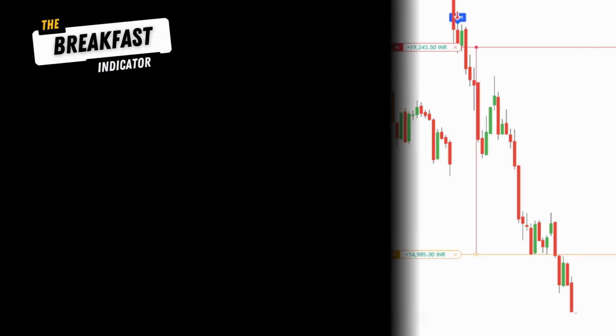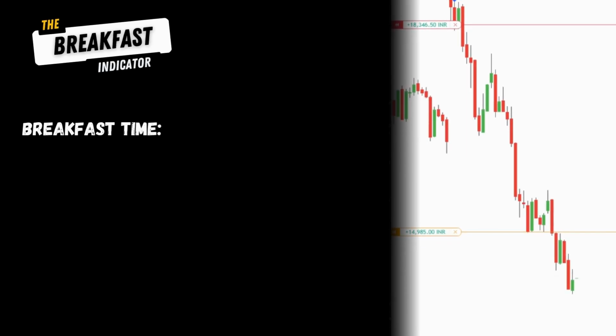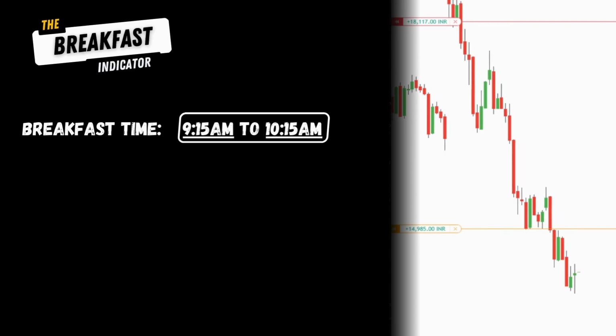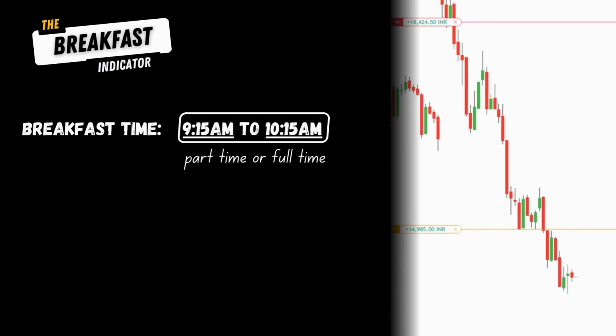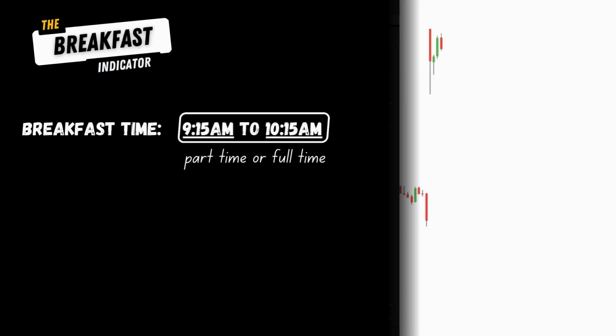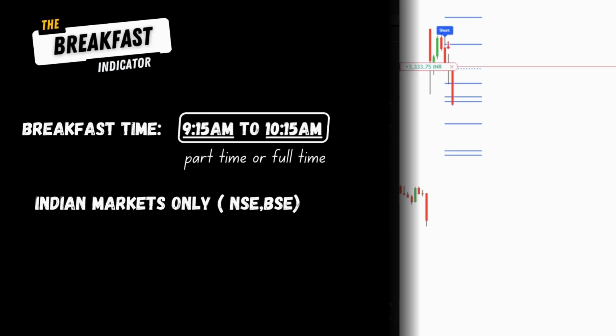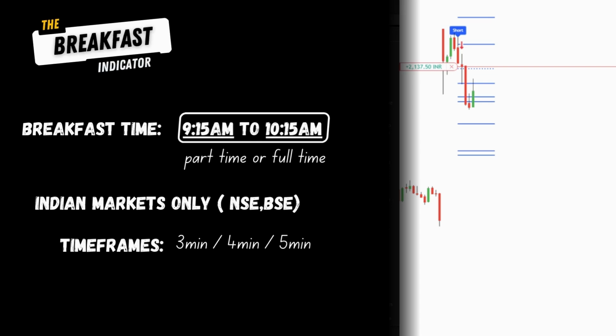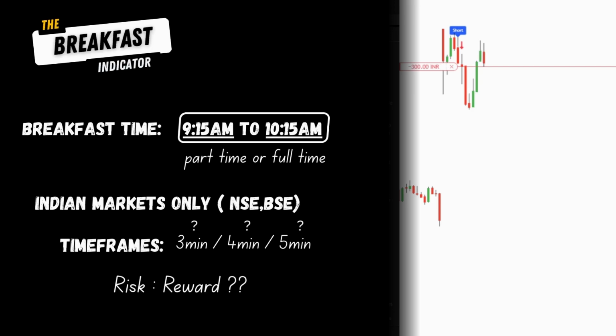All right. So the breakfast time. Breakfast time is between 9:15 a.m. to 10:15 a.m. every day. It's suitable for everyone, those who are in your part-time journey in the markets, or those who are full-time also, those who are having a professional job, or those who are actually in full-time trading. Everyone can use this. It's not a big deal. It's very simple. Most important thing, it's applicable only in the Indian markets, NSE and BSE instruments. Time frames to use are 3 minute, 4 minute, 5 minute. Now the question is simple: which is the best time frame to use? What is the exact risk to reward we should follow?